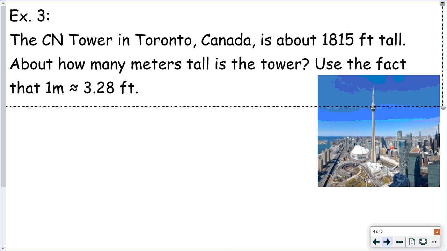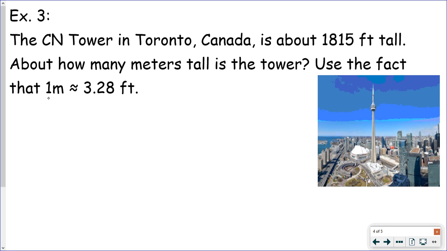All right, let's look at another example. So the CN Tower in Toronto, Canada is about 1,815 feet tall. About how many meters tall is the tower? Use the fact that 1 meter is approximately equal to 3.28 feet. This means approximately equal. That means this was rounded.